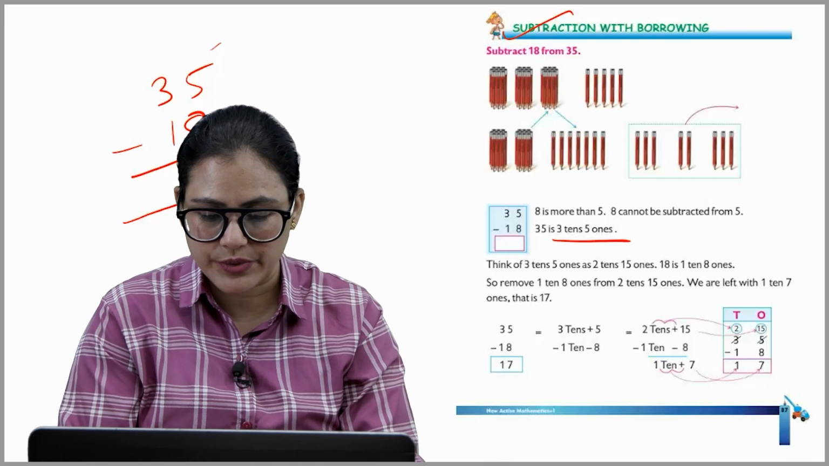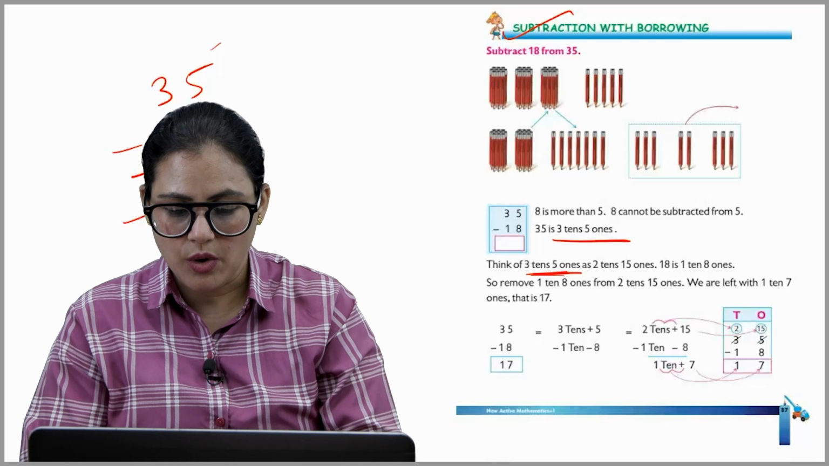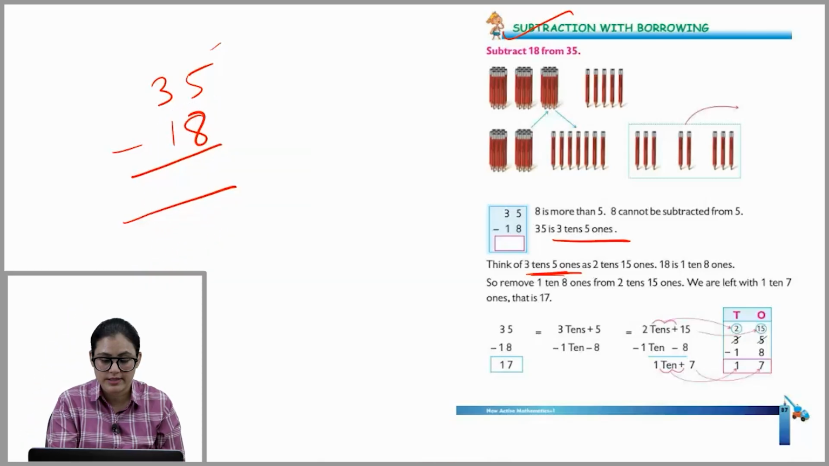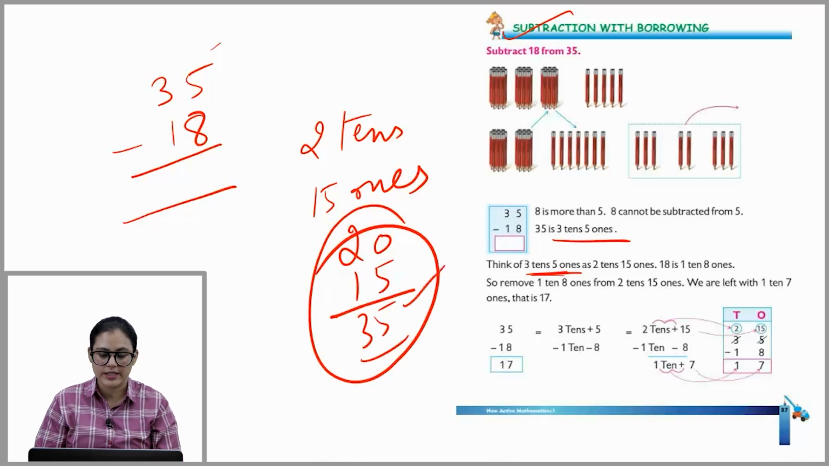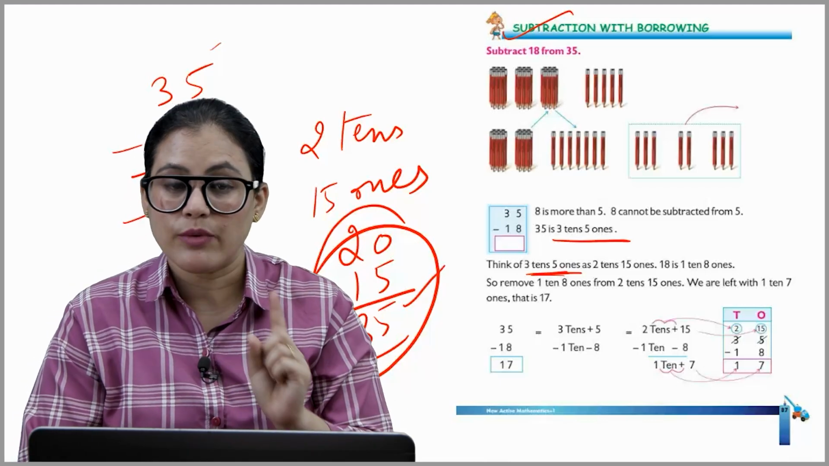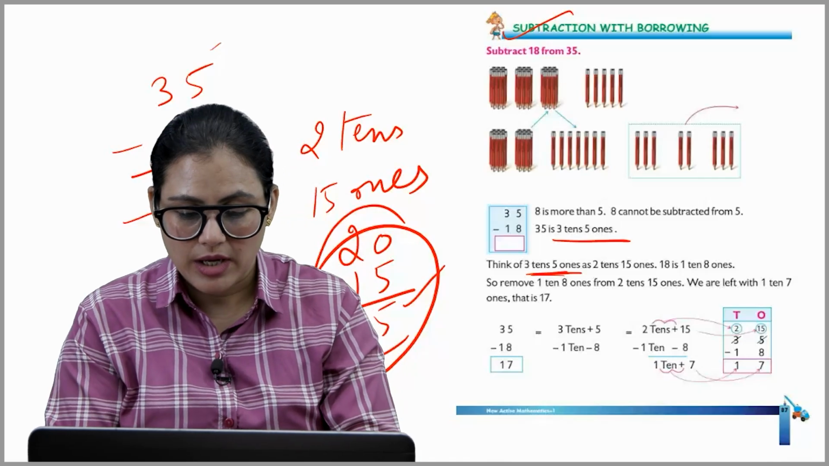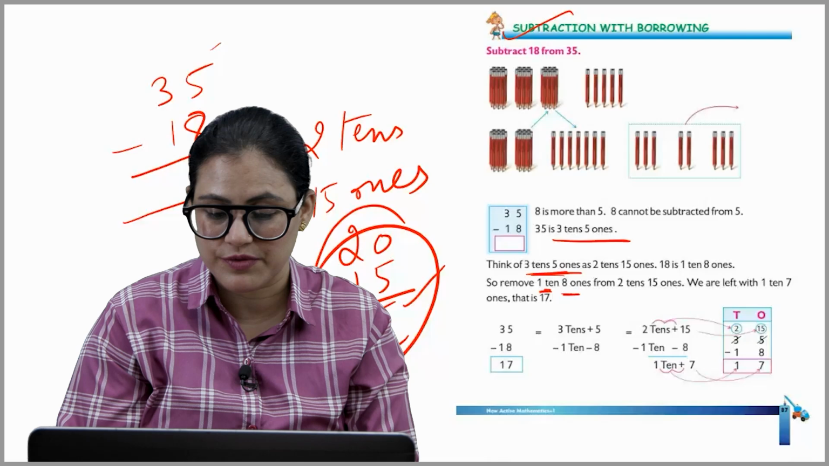35 is 3 tens, 5 ones, okay, right, or we can think of it as 2 tens and 15 ones, because 2 tens is 20, 15 ones is 15. It is also 35, right. So, 18, and what is 18? 18 is 1 ten and 8 ones, right. Now, we will remove 1 ten, 8 ones from 2 tens and 15 ones.